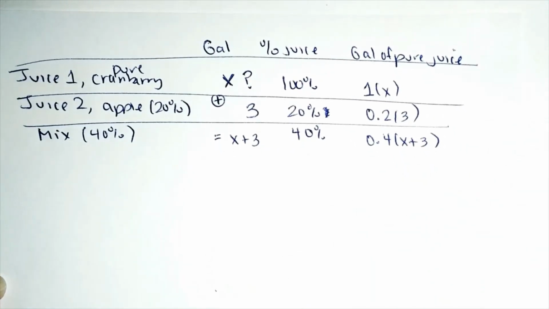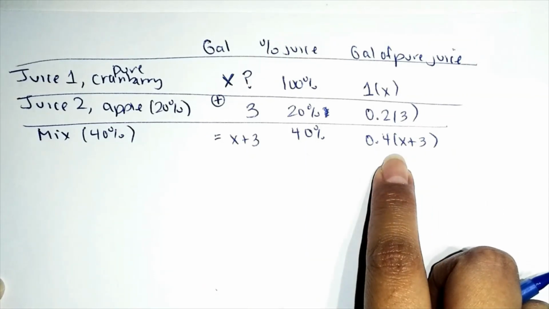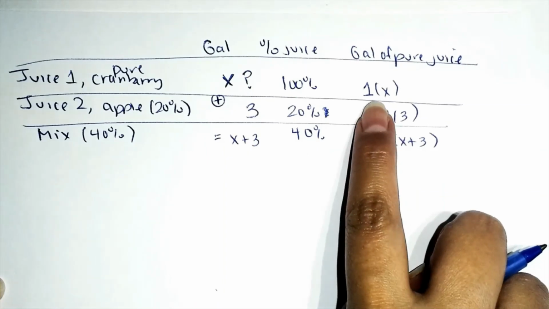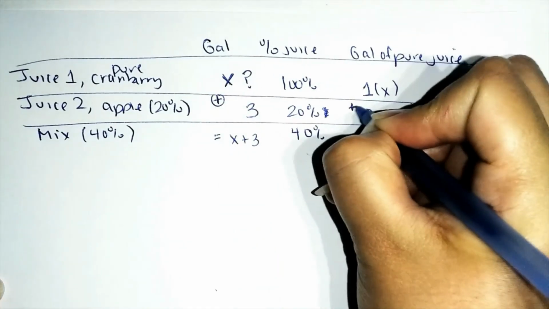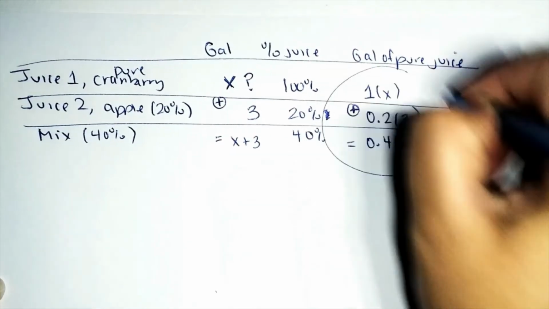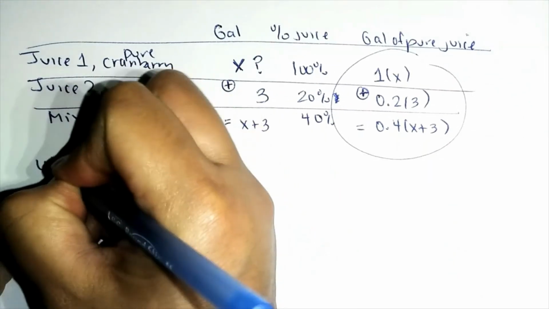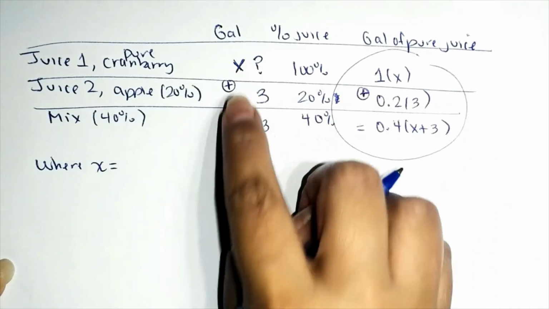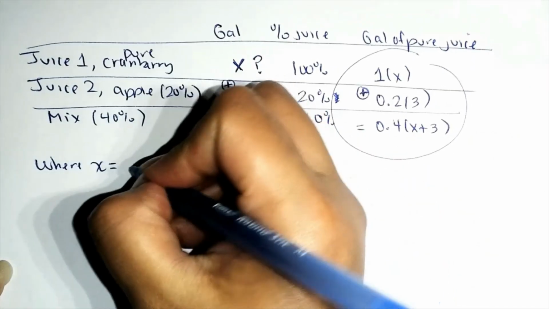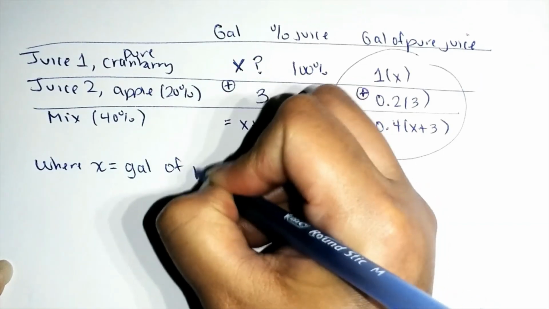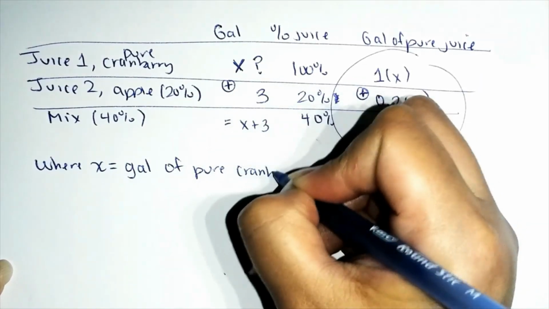Now, if you go the table route and you can complete it successfully, then the equation is just screaming to come out. We know how much pure juice we have in the mix, but where did that come from? Well, that came from the amount of pure juice in the first one plus the amount of pure juice in the second one. So this is our equation in disguise. Okay, I forgot to define my variable, so I'm gonna say where X represents, it's in the gallons column for cranberry juice, gallons of pure cranberry juice.